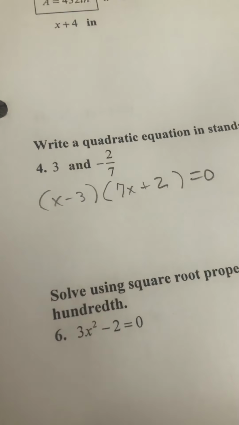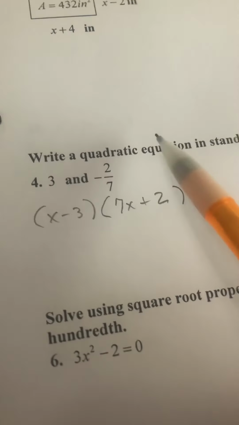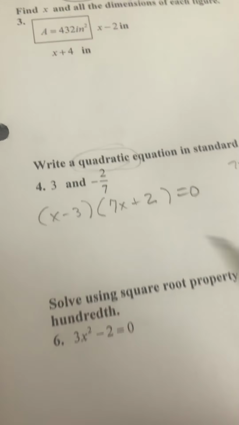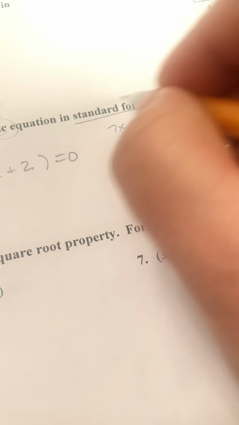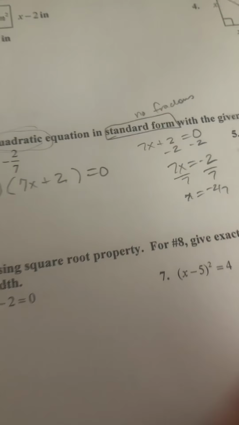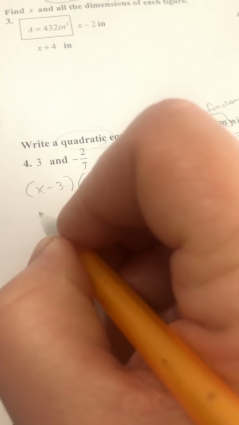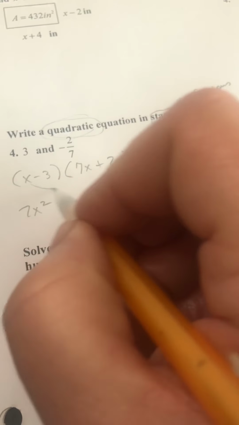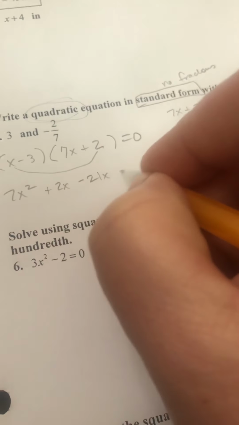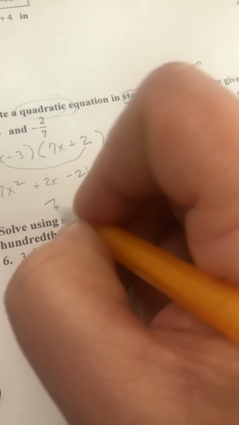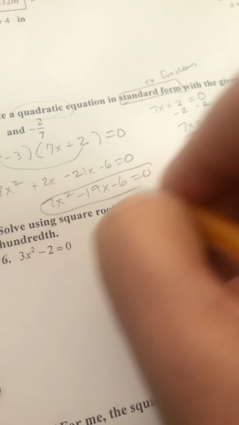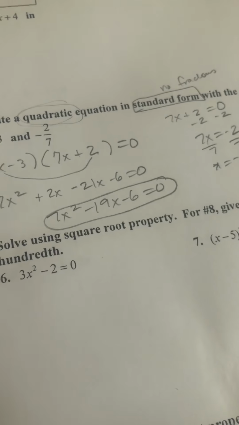All right, now why isn't this my answer? Because it's not written like a quadratic. And standard form means there's no fractions. Okay, so I have to FOIL this out. So that's going to be 7x squared, plus 2x, minus 21x, minus 6 equals 0. So 7x squared minus 19x minus 6 equals 0.